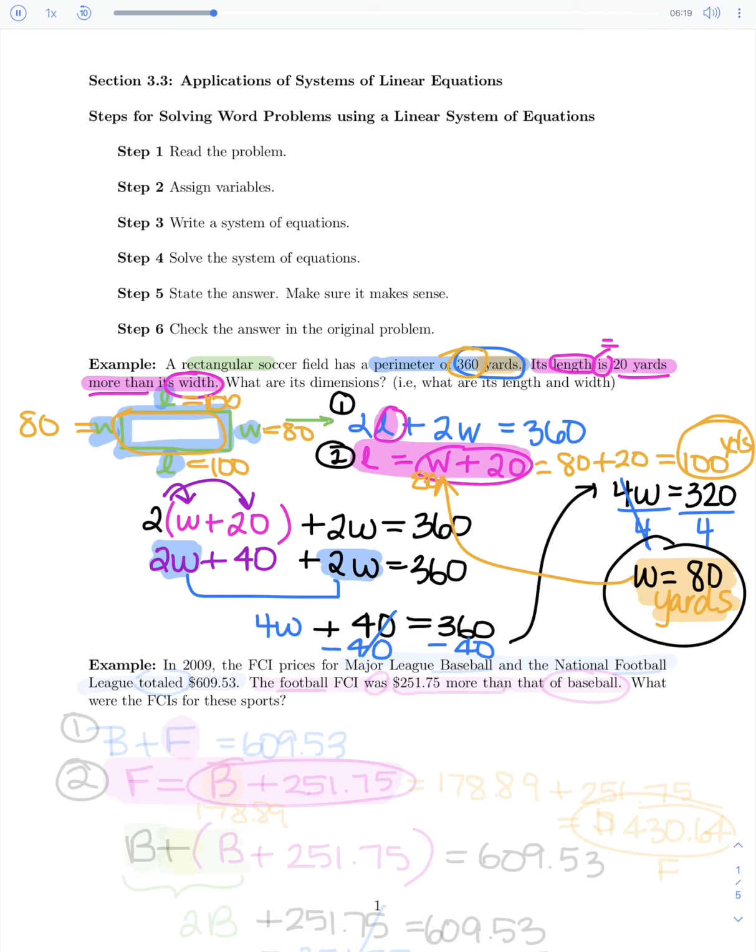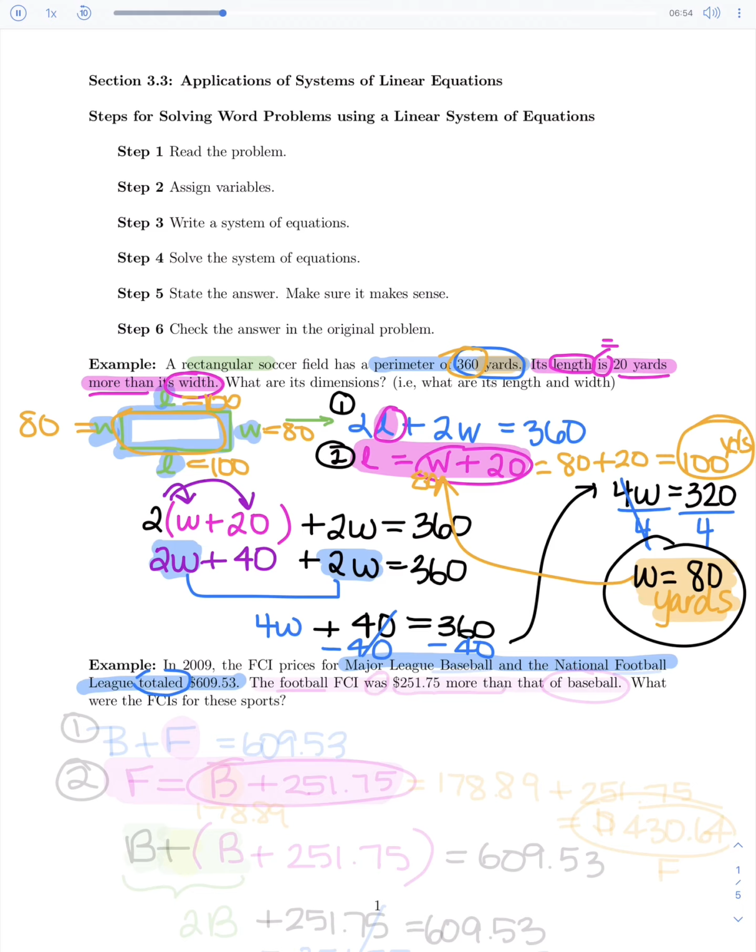Continuing along, this next one we can't really draw a picture, but let's go piece by piece and see what we can translate. In 2009, the FCI prices for Major League Baseball and the National Football League totaled $609.53. So I don't quite understand this problem, but that's okay. We can still figure it out. We've got something for baseball and something for football that together are totaling $609.53. So the question is, what does the word total mean?